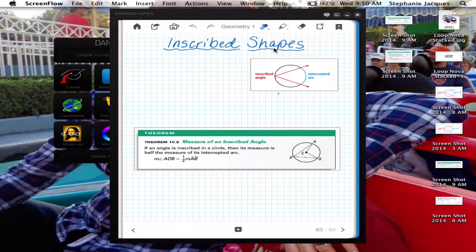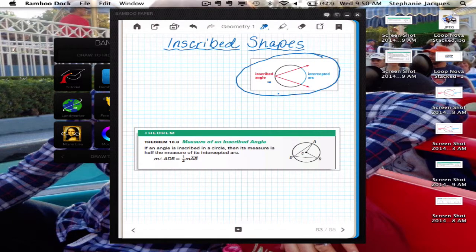Today we'll talk about inscribed shapes. And inscribed means you're just writing something inside of a shape. And in this case, we've been focusing on circles. And so it will be objects or angles inscribed in circles. So let's first look at a circle and an inscribed angle. So right here we have our circle.